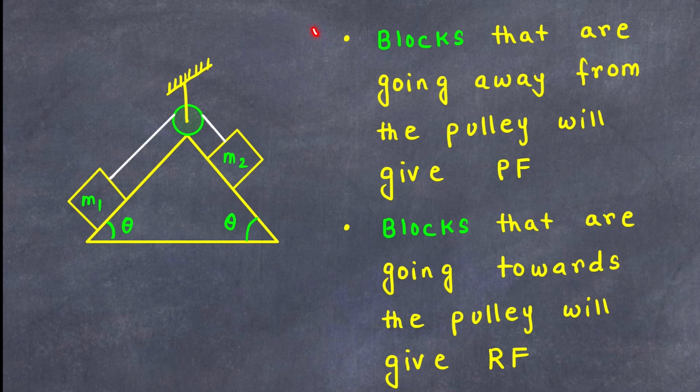Let me summarize this important concept. All the blocks that are going away from the pulley will give us the pulling force. m2 is going away from the pulley, so m2 will give us the pulling force. And all the blocks that are going towards the pulley will give us the resisting force. m1 is moving towards the pulley, so it will give us the resisting force.